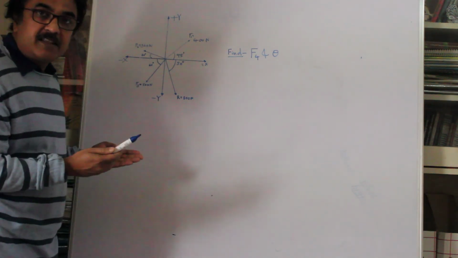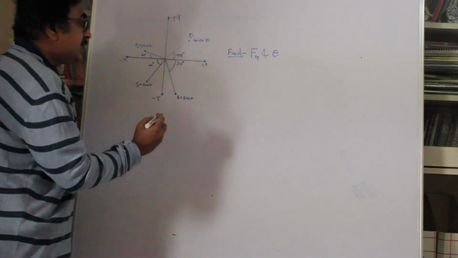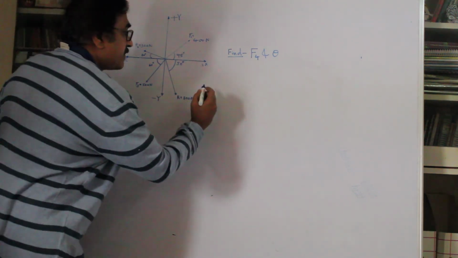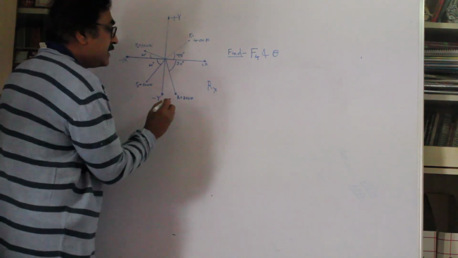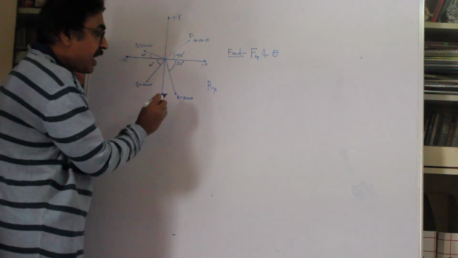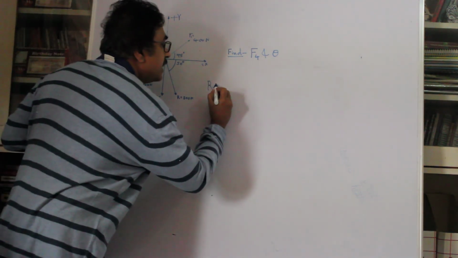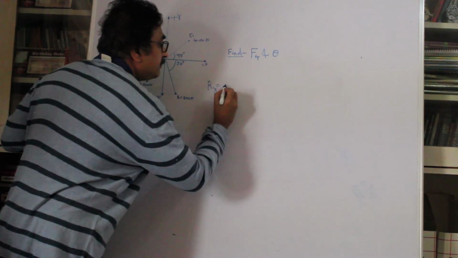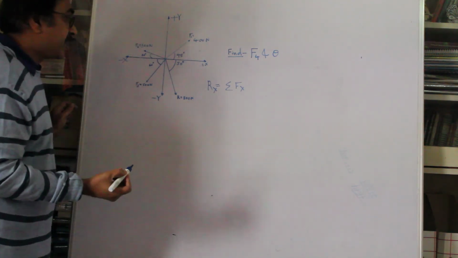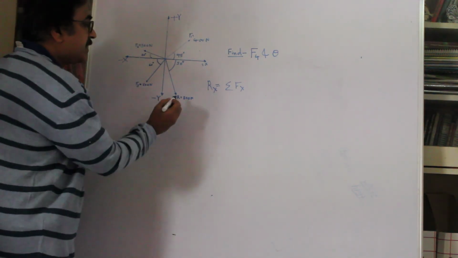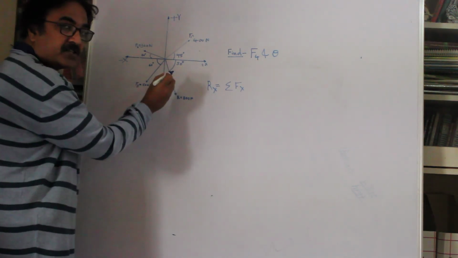So let's begin with this. What we say is, we will say Rx. That means, let me write it here. I hope this is fine. Rx, this is the horizontal component of R, which is equal to sigma Fx. Right? Sigma Fx. So write down, so what is Rx? It is 800 cos 50.